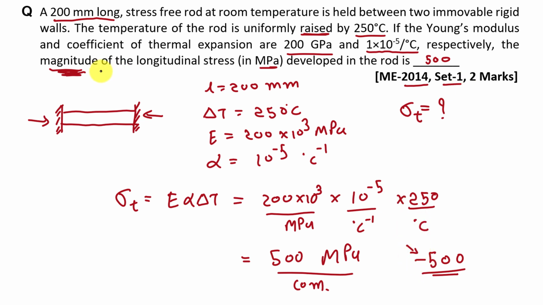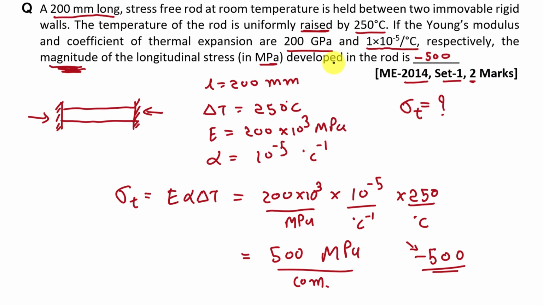Fine. And if the word magnitude is not mentioned in the question, then we have to write minus 500 in this blank. Otherwise you will simply lose 2 marks. In this case, the word magnitude is mentioned in the question, so we will write this value as positive. Means we only have to write 500 in this blank. Fine.